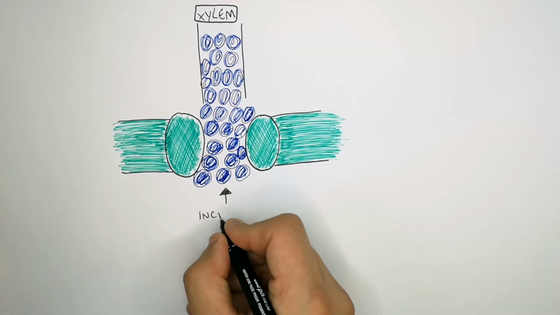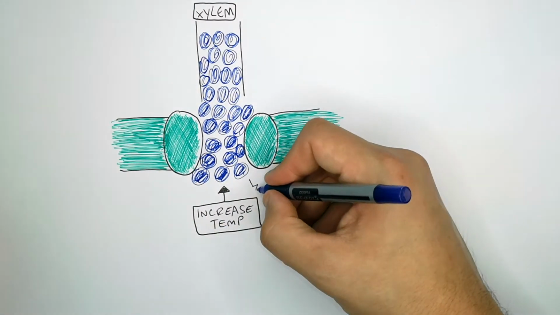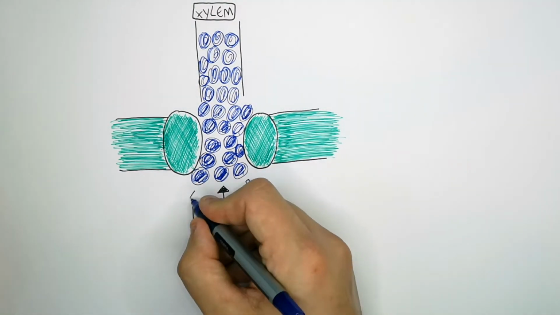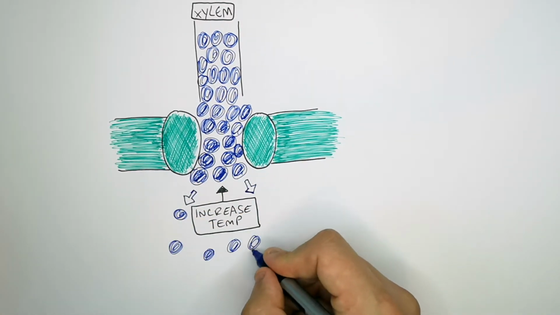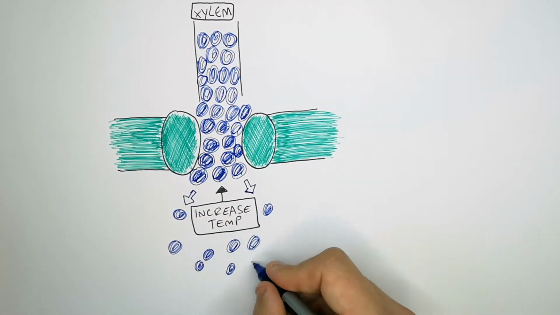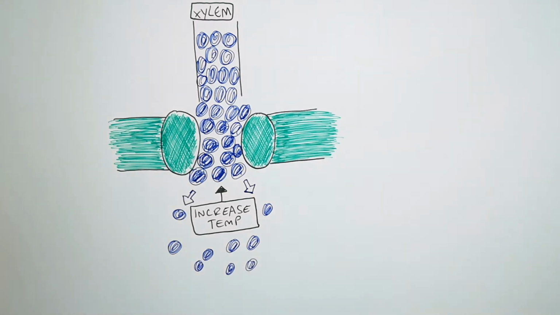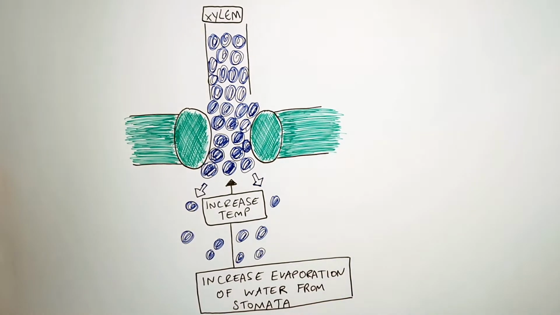If you increase the temperature, any of the water that is in and around the stomata will evaporate. You're going to increase the rate of evaporation of water out of the stomata, which means that you will increase the rate of transpiration.